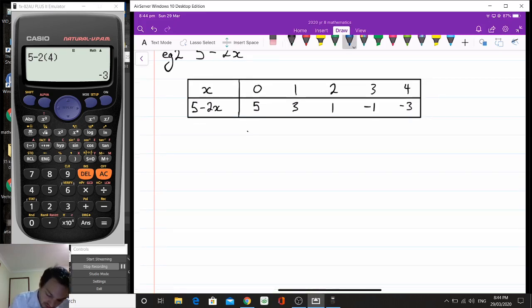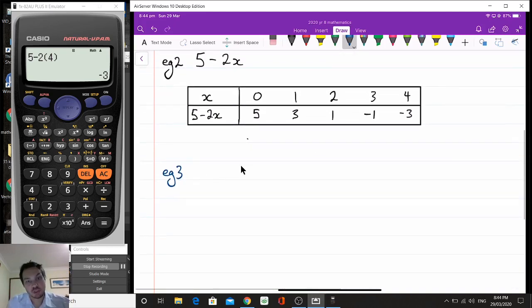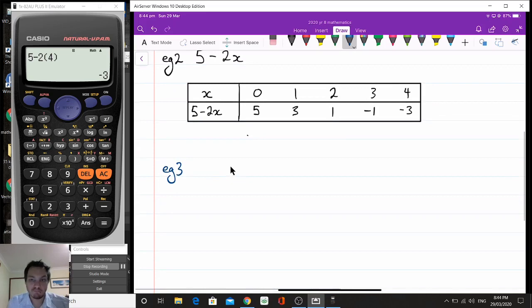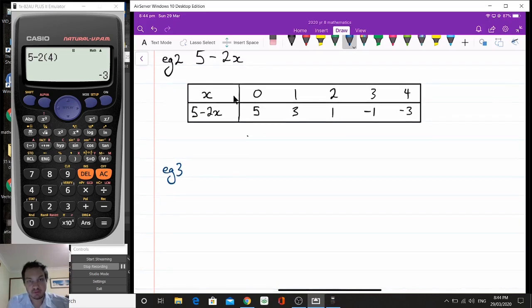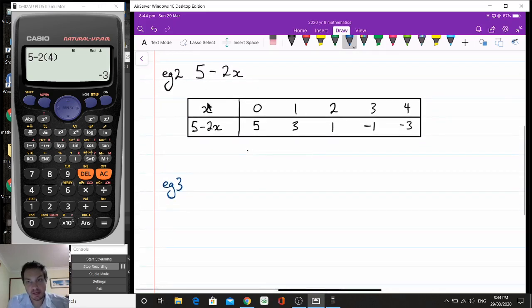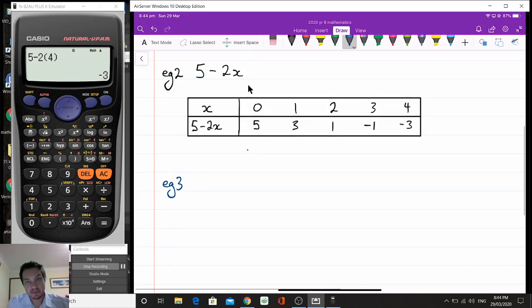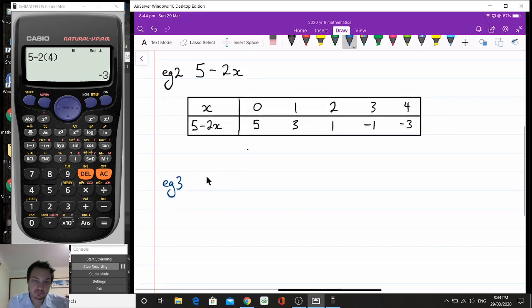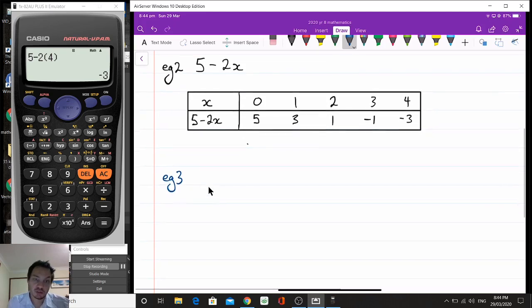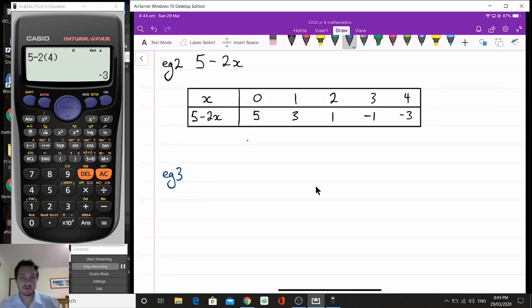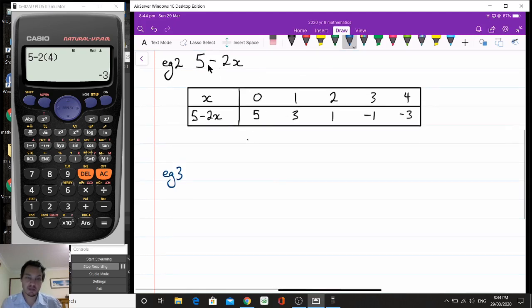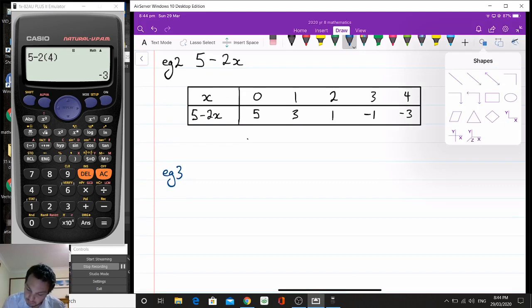EG3, and I'll put a different color. What about when I'm substituting in a negative value? Okay, I'm going to start with this, and then I'm going to do a harder one and then see with some squares. So I'm just going to use the same thing there. I'm going to say, here's my table.